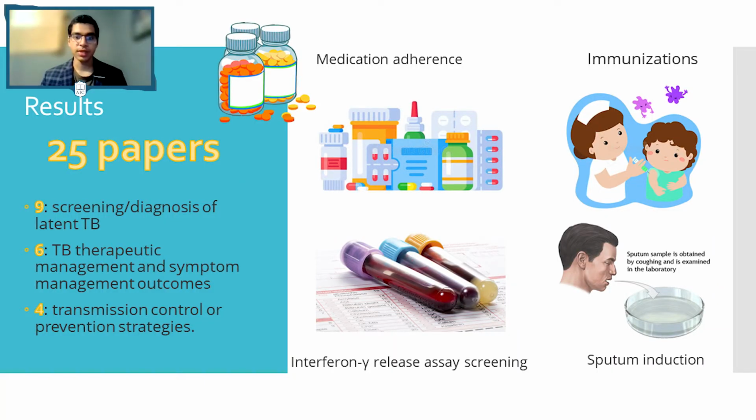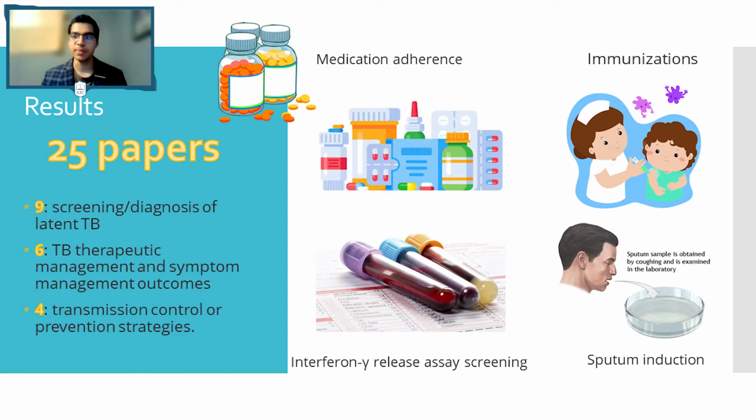Our results indicated 25 papers that met our eligibility criteria. Of these, 9 looked at screening or diagnosis of latent tuberculosis, so that which was not manifest. We found 6 papers that examined TB therapeutic management and other symptom management outcomes. And we found 4 papers that looked at transmission control or prevention strategies. Now, on the right, we can summarize the results of these studies into 2 general categories.